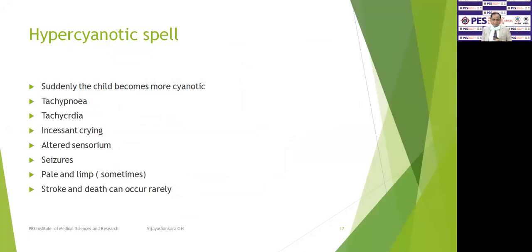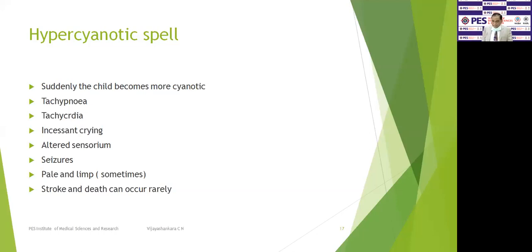Hypercyanotic spell is a characteristic feature of tetralogy of Fallot, and it very commonly occurs in almost all children with tetralogy of Fallot, and to a certain extent in some of the other cyanotic congenital heart diseases where the development of the pulmonary artery is compromised. Usually, suddenly the child becomes more cyanotic, more tachycardic, and there is incessant crying because the coronary artery supply will become less and less with more deoxygenated blood.